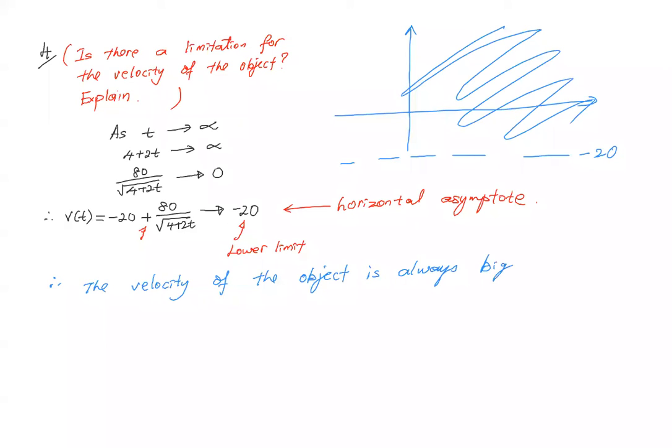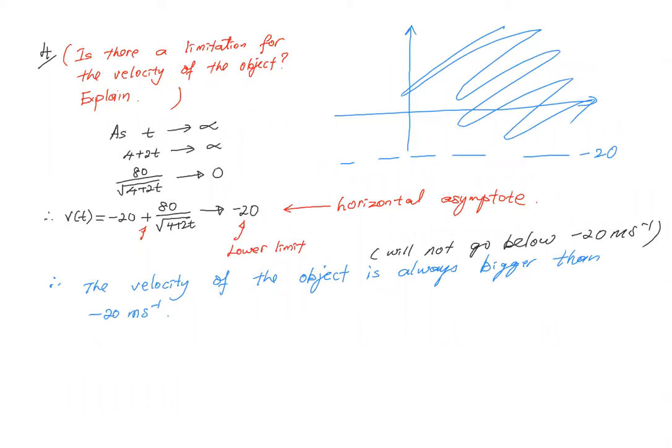Bigger than negative 20 meter per second. Or I can also use another word: the velocity of the object will not go below negative 20 meter per second. It's the same meaning. You see or not? That is how you discuss the behavior.